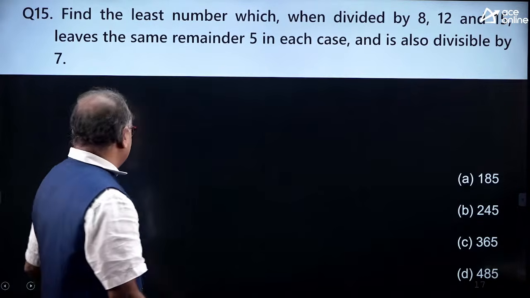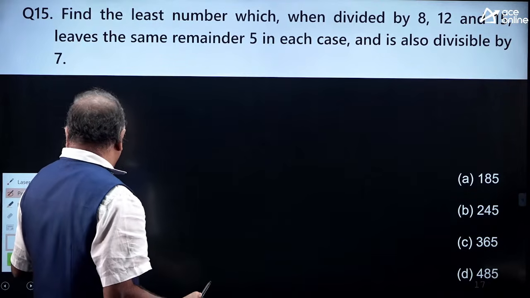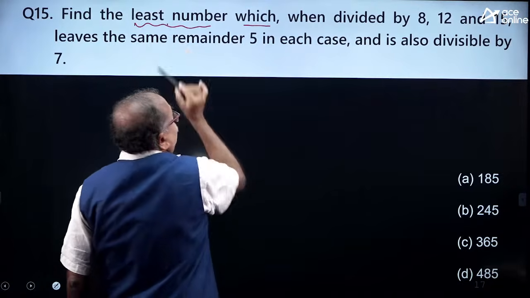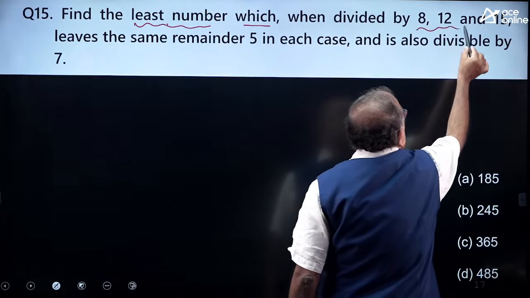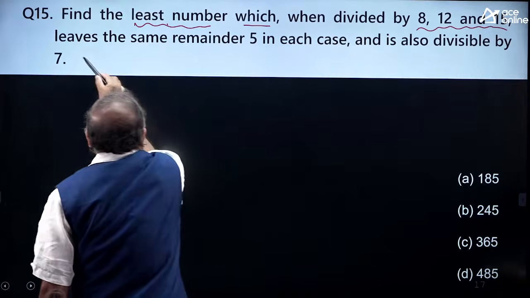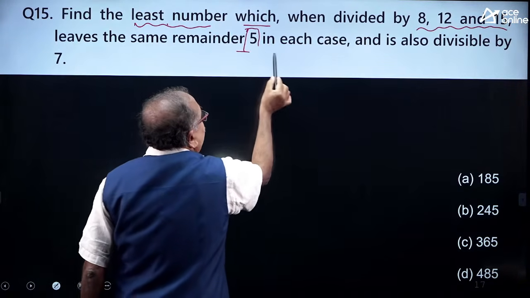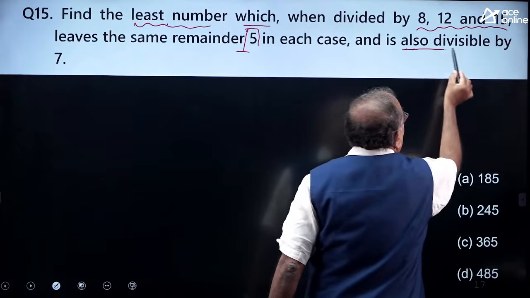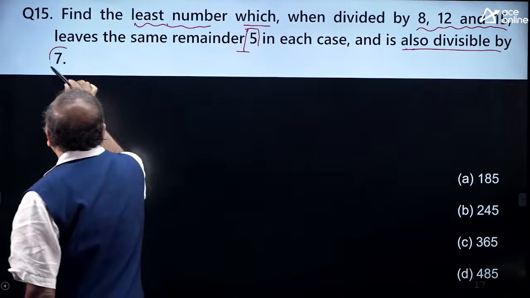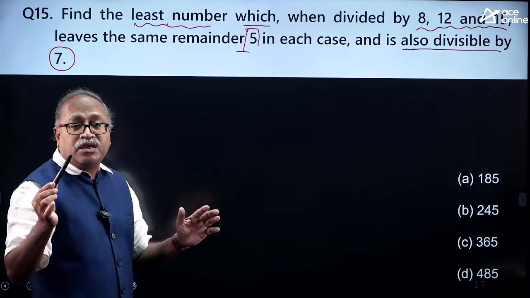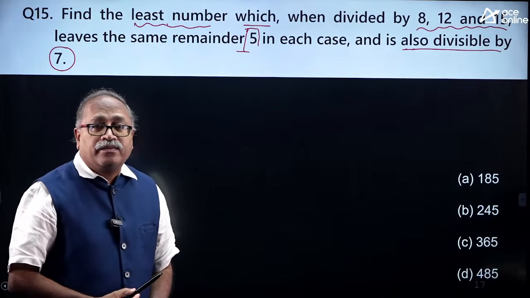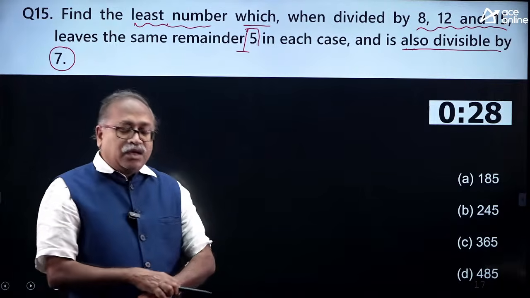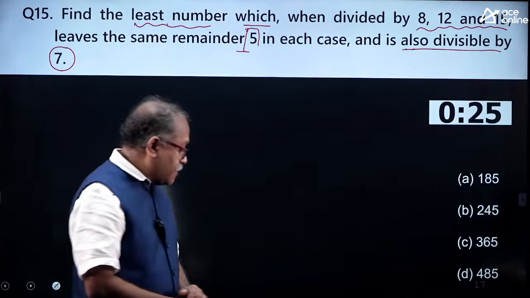It is an important question from the exam point of view. Look at this one. Find the least number which, divided by 8, 12 and 15, leaves the same remainder 5 in each case, and also, here the question changes, is divisible by 7. If I divide that number by 7, the remainder should be 0. Think of how to answer this. Don't worry, after 30 seconds, I will show you the best way to answer this question.